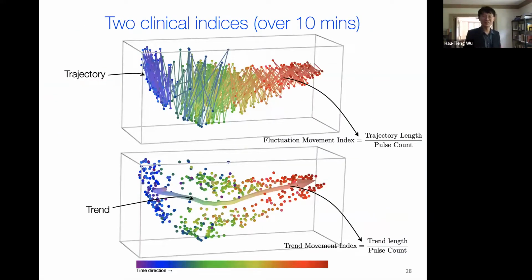We came up with some clinical indices. They are very simple, but they are efficient. The first one is called the trajectory fluctuation movement index, and another one is the trajectory trend movement index, which are nothing but quantifying the high frequency information of the trajectory and the low frequency information of the trajectory. You can view it in this way.